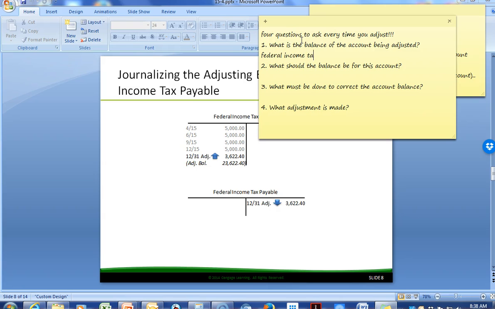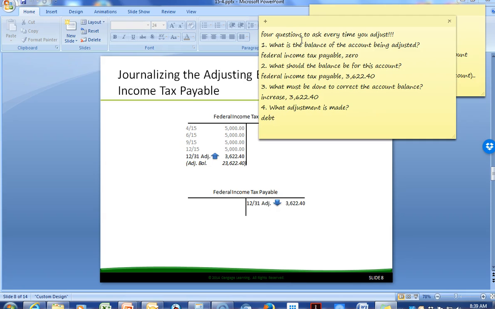What is the balance of the account being adjusted? Federal income tax payable. It's 0 right now because we left it blank. What does it need to be? $3,622.40. And then we need to increase it by $3,622.40.